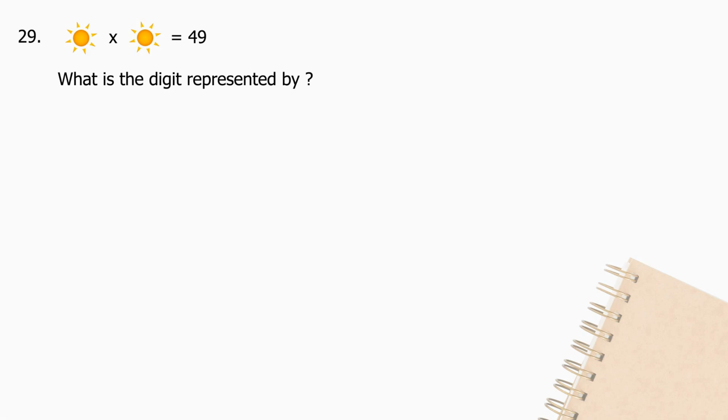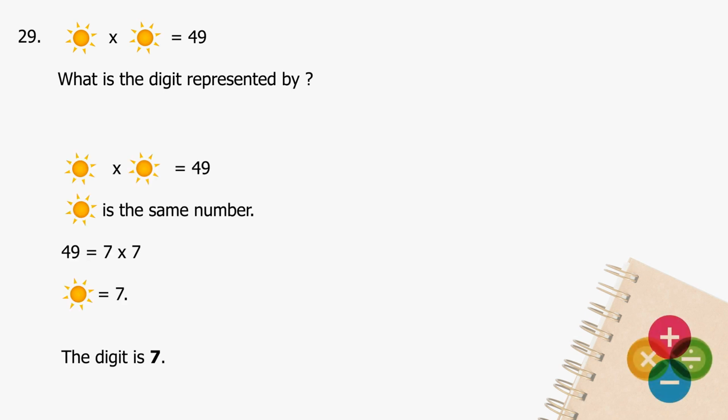Question 29. Multiply sun by sun, and the product is 49. What is the digit represented by sun? Multiply sun by sun, and the product is 49. Sun will be the same number. 49 is equal to multiply 7 by 7. Sun will be equal to 7. The digit is 7.